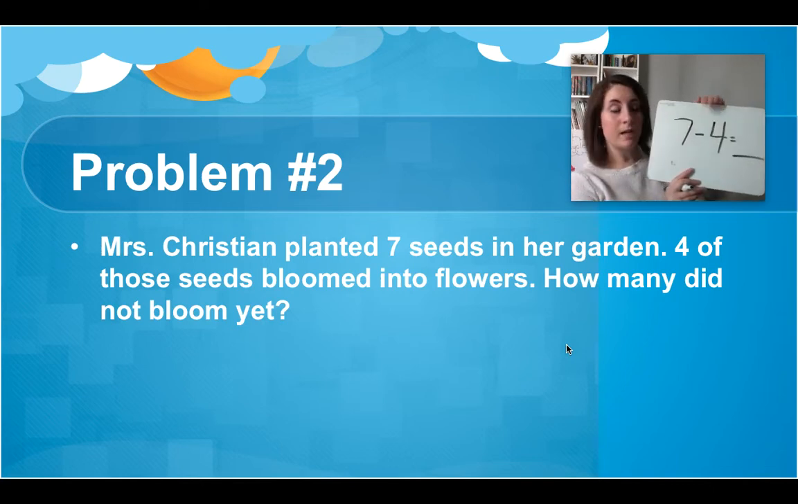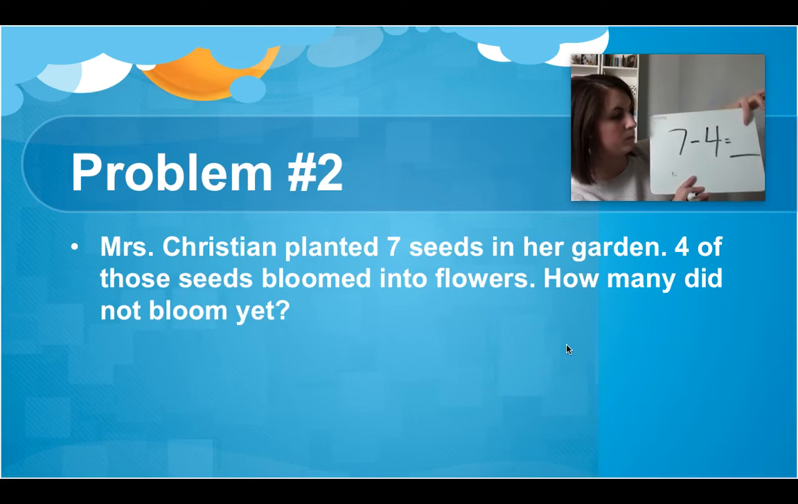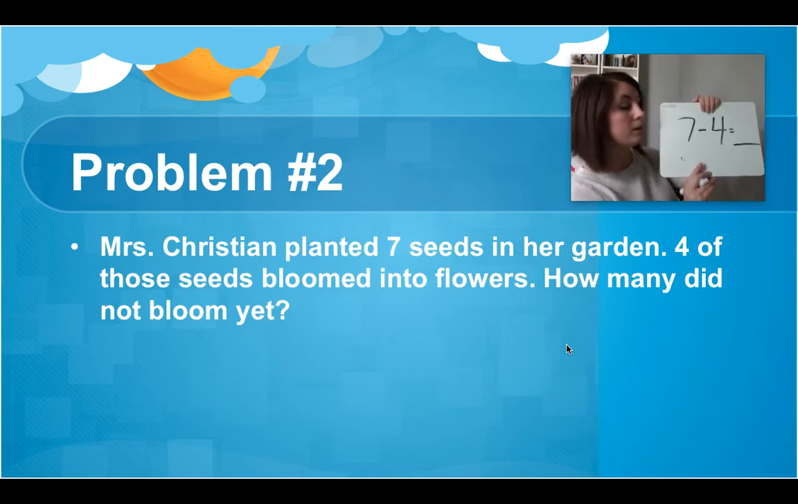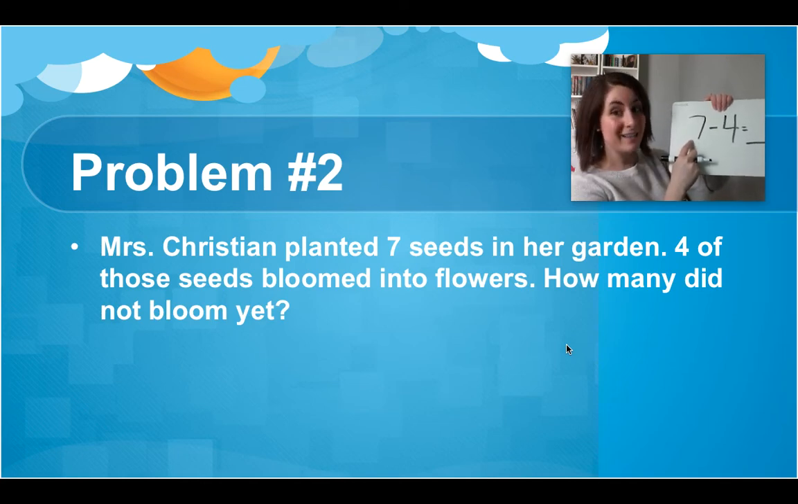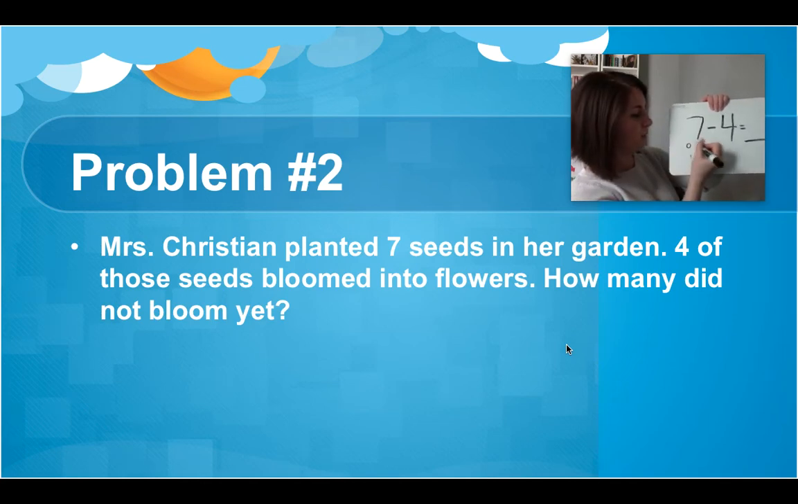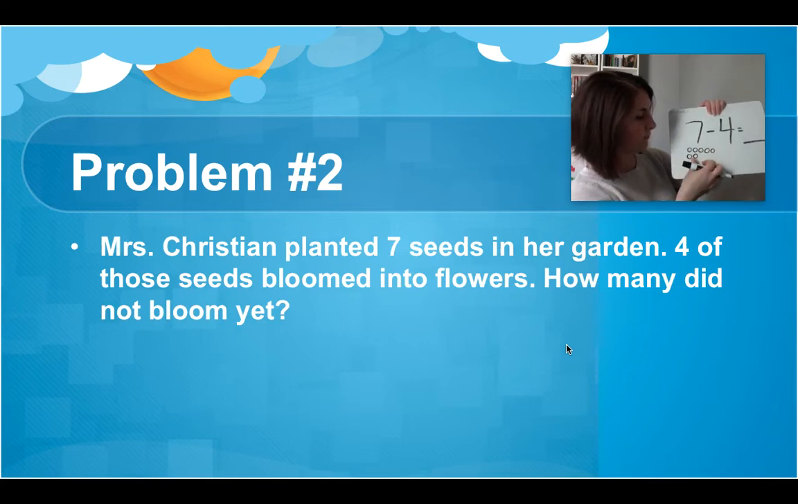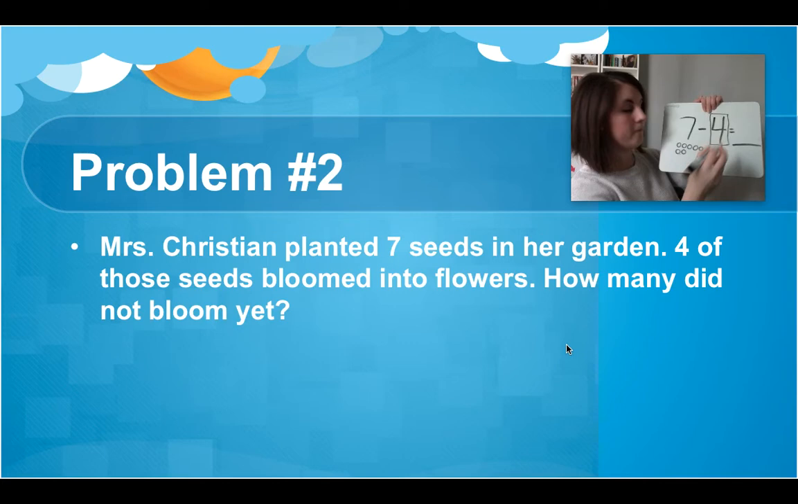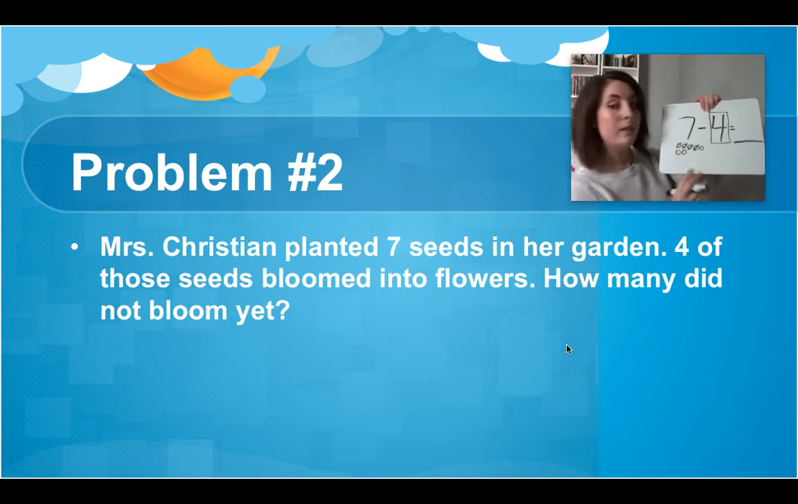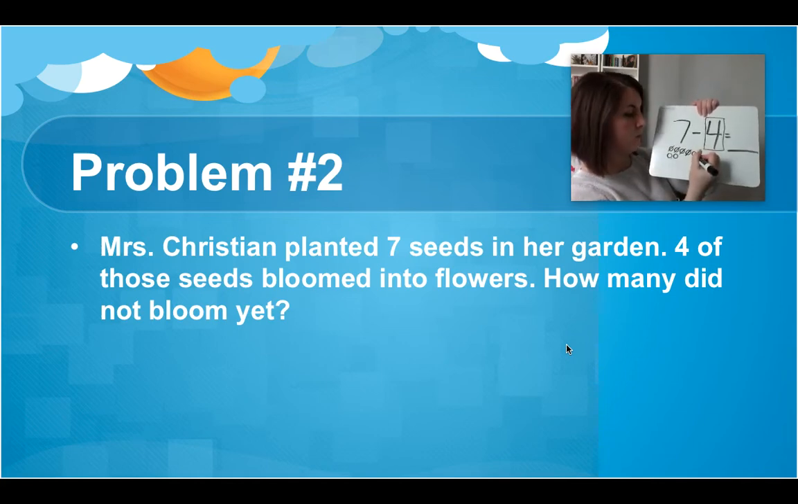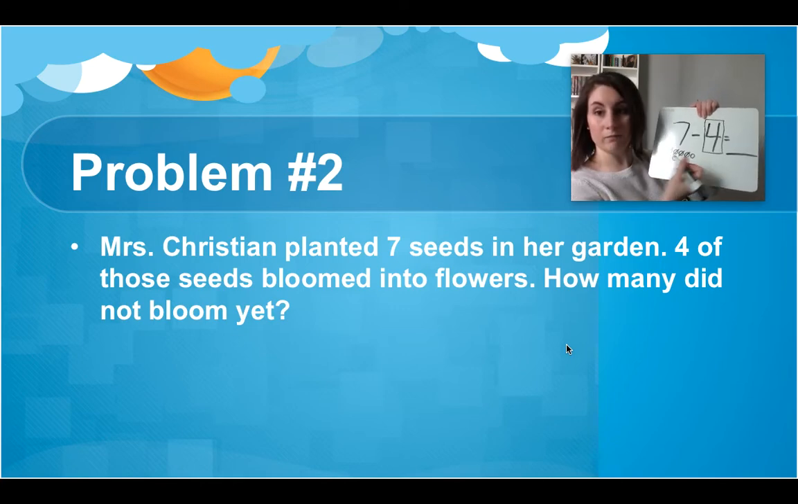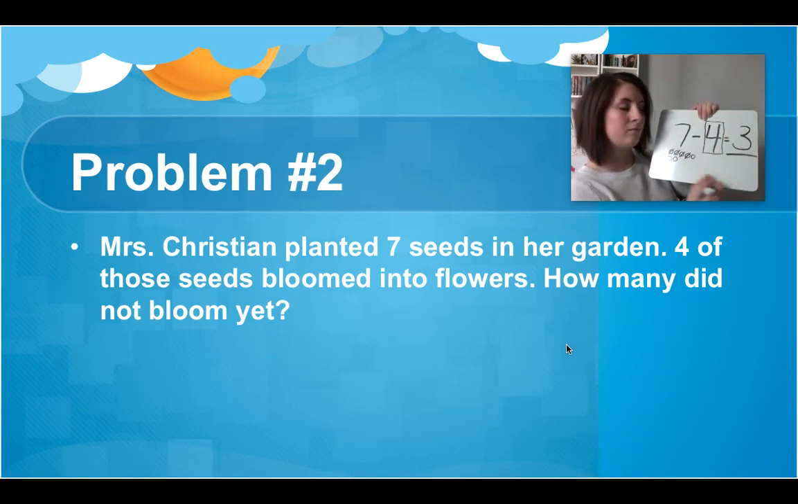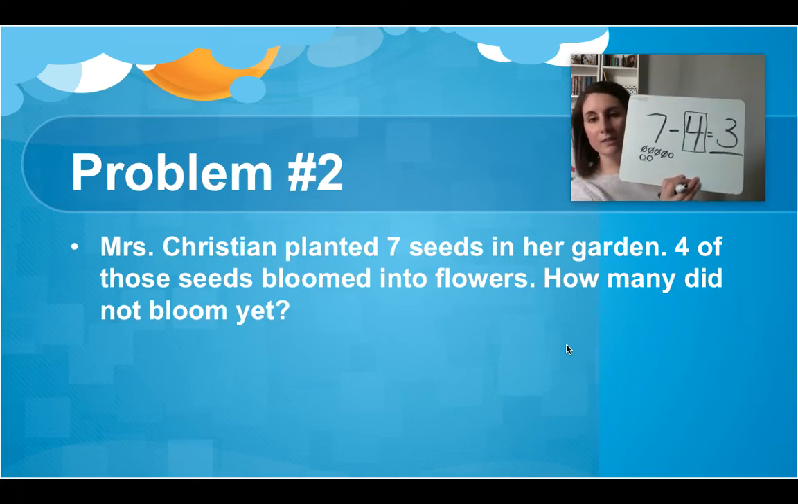Okay? So here's our number sentence. 7 minus 4 equals blank. Okay? Let's do our groups. We have to draw 7 circles. 1, 2, 3, 4, 5, 6, 7. We then need to take away 4. 1, 2, 3, 4. That leaves how many left over? 1, 2, 3. So our answer is 3. 7 minus 4 is 3.